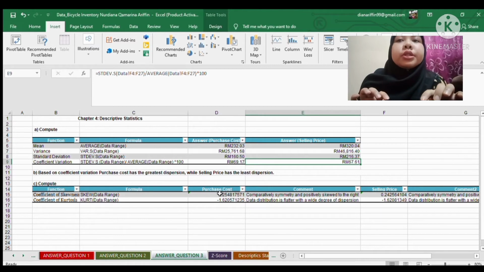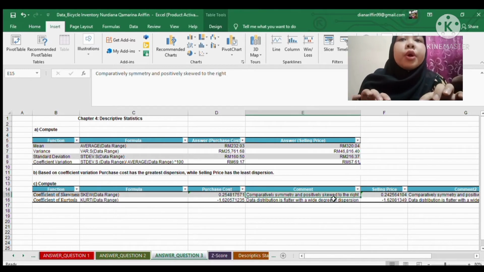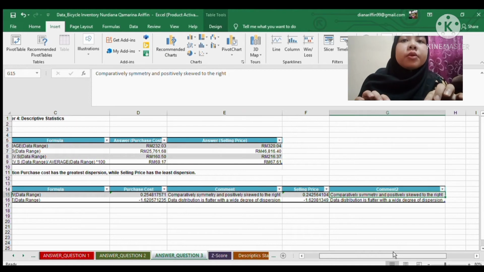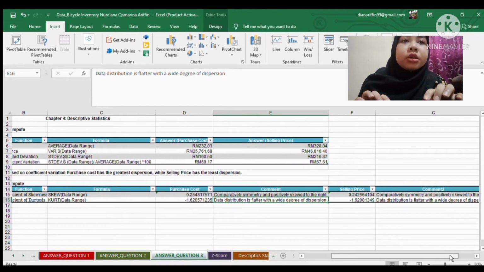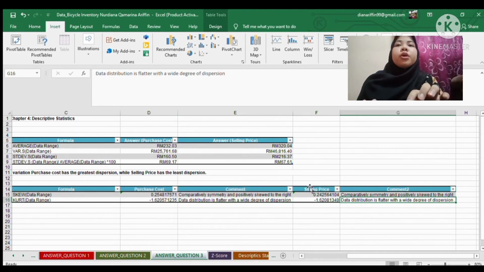C, compute coefficient of skewness. I use the skew function and data range for all the data. The next is the coefficient of kurtosis. I use purchase cost, and then the comment for purchase cost is comparatively symmetry and positive skewed to the right, and for selling price also the comment is the same. And then the comment for coefficient kurtosis for purchase cost is data distribution is flatter with a wide degree of dispersion. It's same for selling price too.